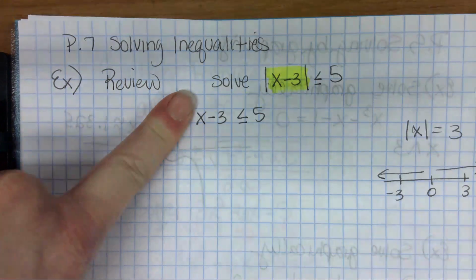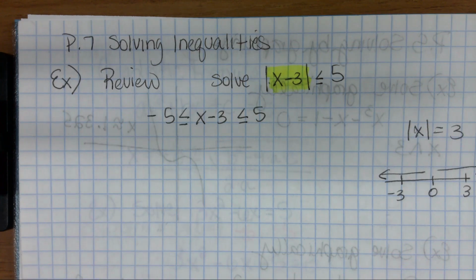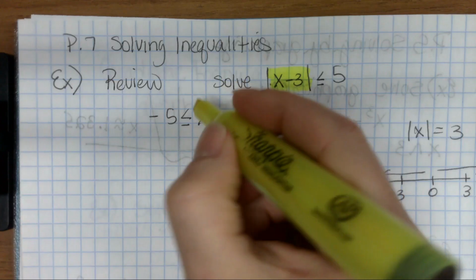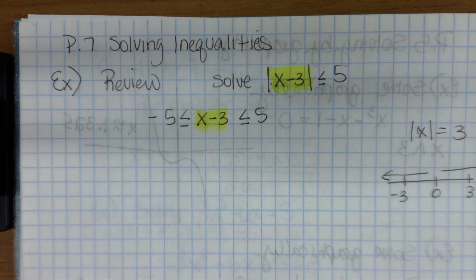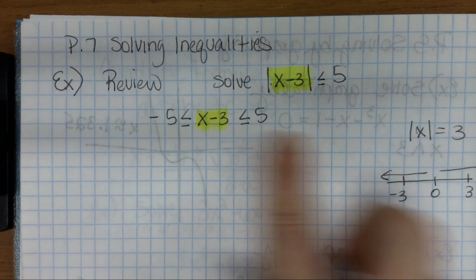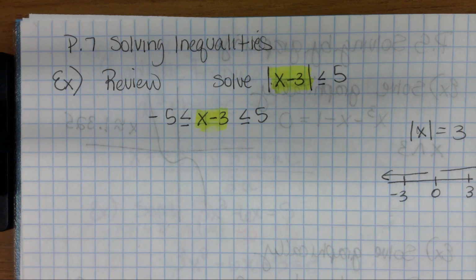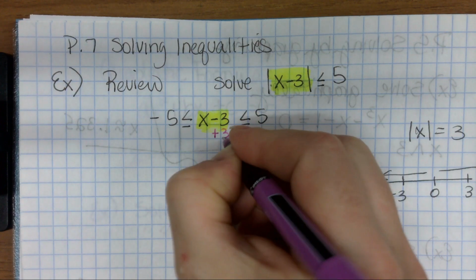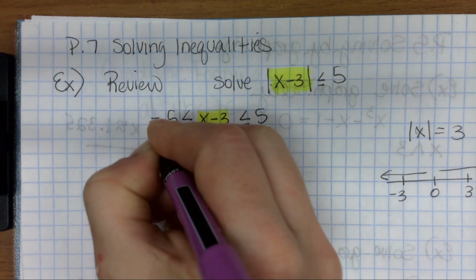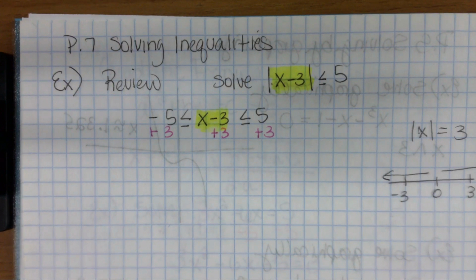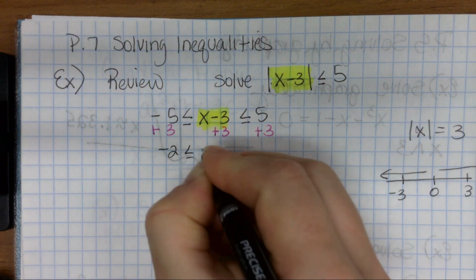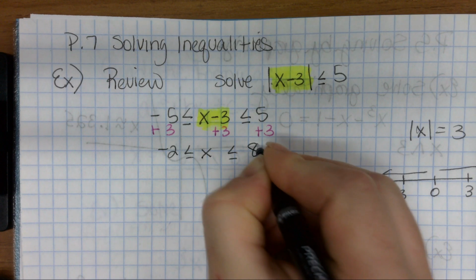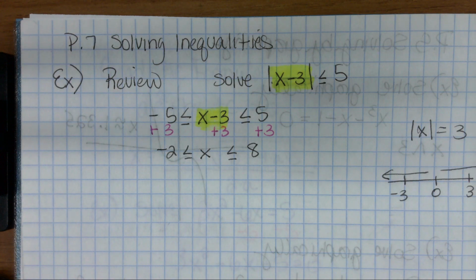How would you get x alone? Yes. So people do crazy things. Remember, you're still trying to get x alone. Don't start adding 5s and adding 5s. No, x in the middle, get it alone. You want to add 3. So you're going to add 3 to this inequality and add 3 to this inequality. And then I'd be left with negative 2 less than or equal to x less than or equal to 8. That would be the solution of that one. Okay.